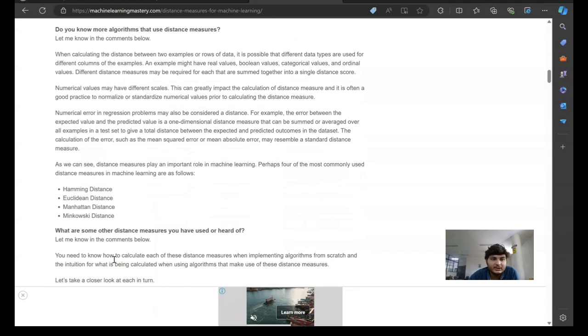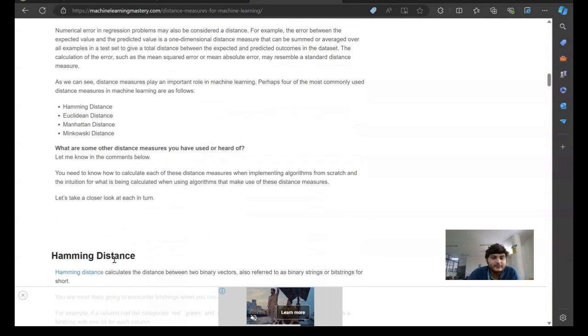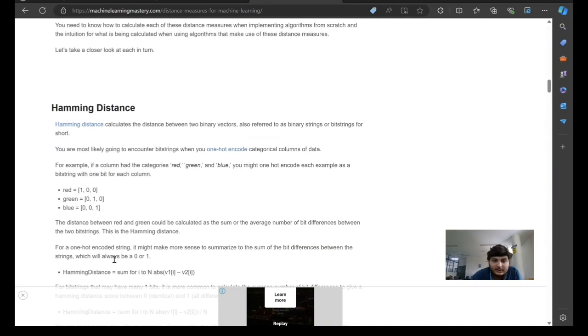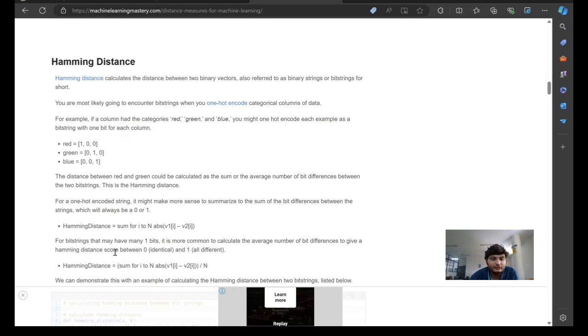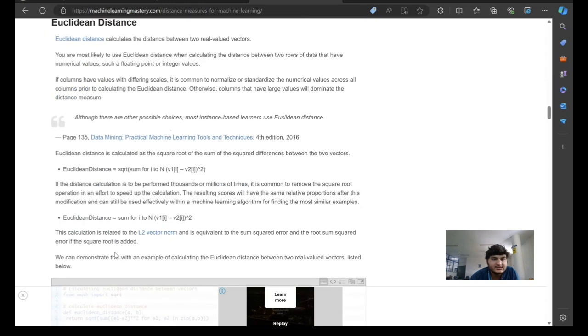Today I will explain three of the distance measures used in ML for k-means algorithms. First is Euclidean distance. Euclidean distance calculates the distance between two real-valued vectors. That means it is calculated when the two rows of data have numerical values such as floating point or integer values.